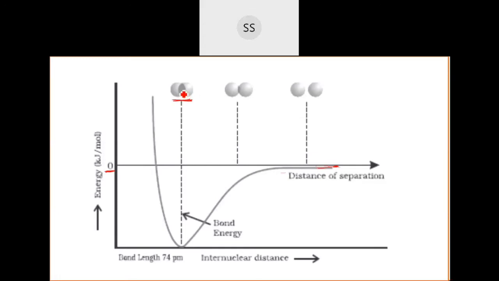But if you want them to come a little more closer, what happens? The nucleus of atom A and the nucleus of atom B will start repelling each other, and even the electrons of atom A and the electrons of atom B will start repelling one another. If there is repulsion, the potential energy will start increasing and stability will start decreasing. In this case you can see that the graph goes up.